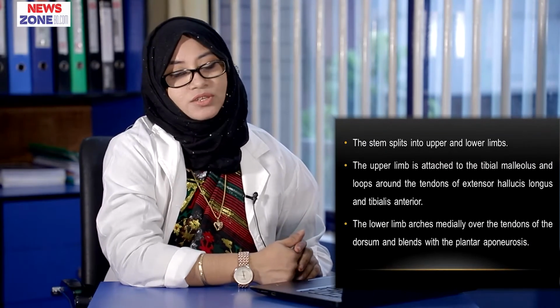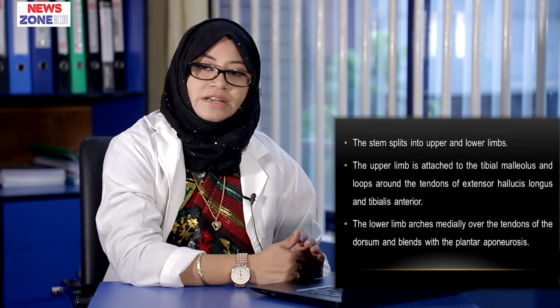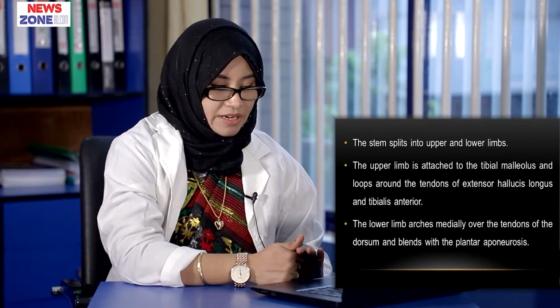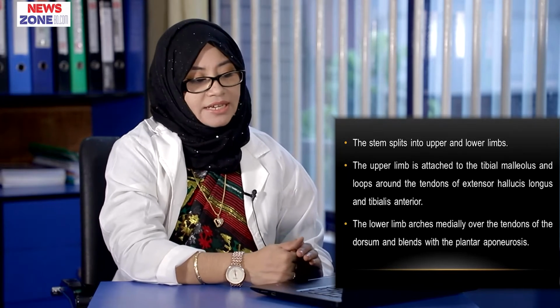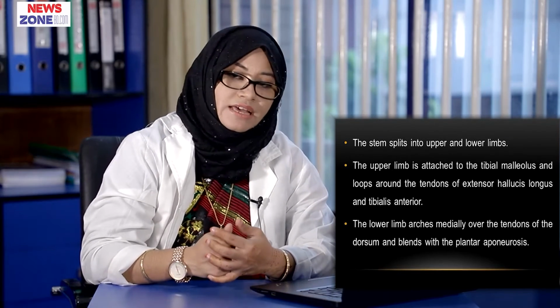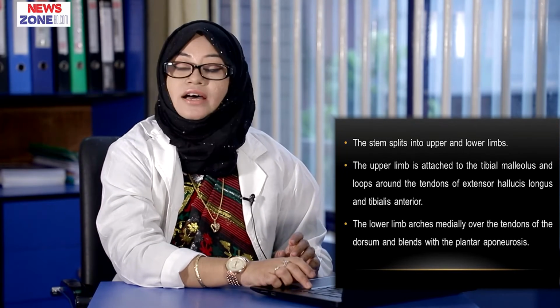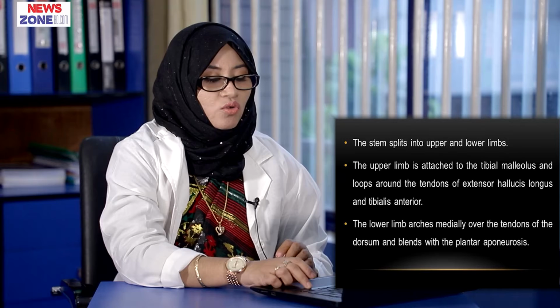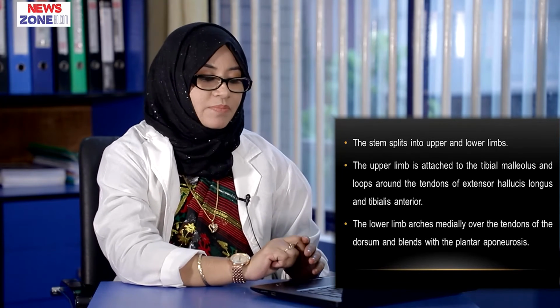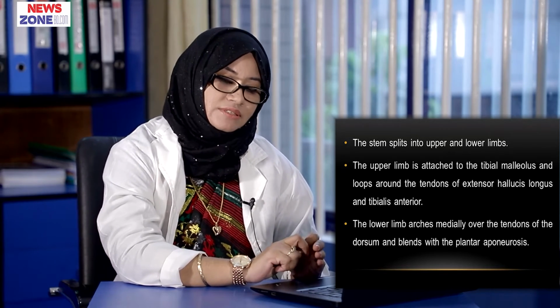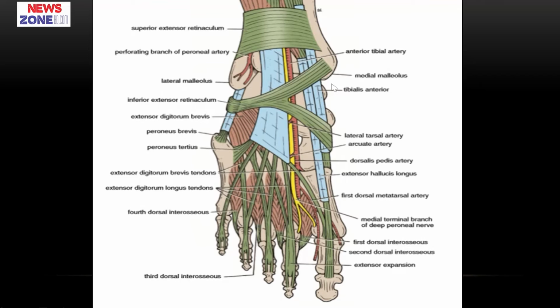The stem splits into upper and lower limbs. The upper limb is attached to the tibial malleolus and loops around the tendons of the extensor hallucis longus and tibialis anterior muscle. And the lower limb arches medially over the tendons of the dorsum and blends with the plantar aponeurosis. This is the inferior extensor retinaculum, which is Y-shaped.